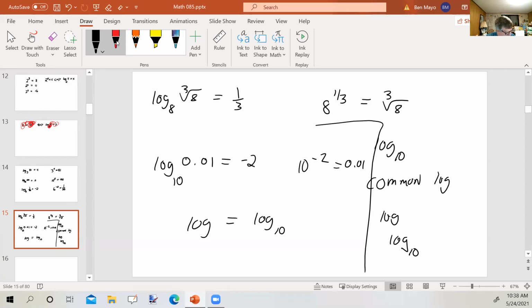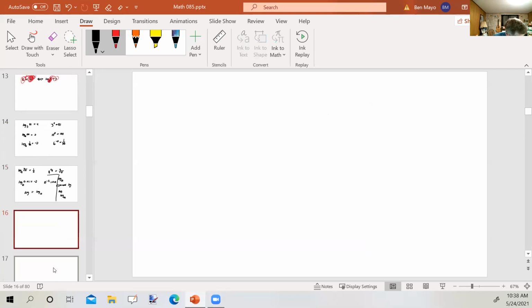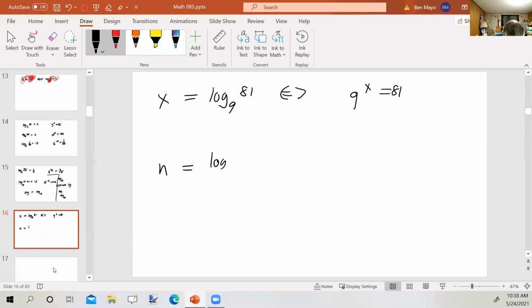Okay. All right. Let's see here. Now we've got another one. X equals log base 9 of 81. So that becomes 9 to the x equals 81. How about this one? N equals log base b of r sub 1. So b to the n power equals r sub 1.